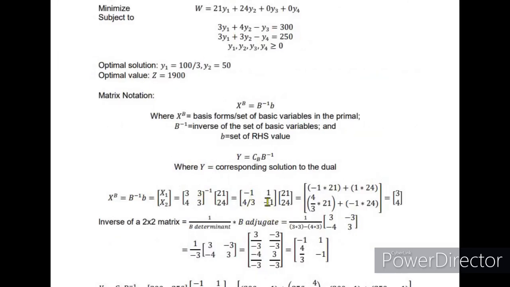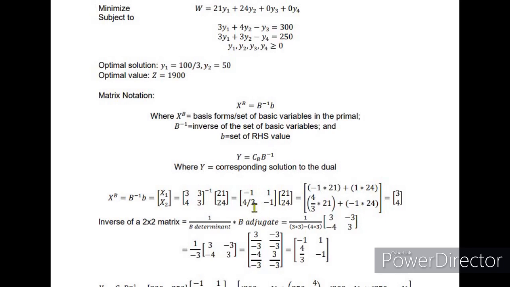This is the inverse of the 2 by 2 matrix, 3, 3 and 4, 3. Then you will multiply it with these values. How do you multiply a 2 by 2 matrix by a 2 by 1 matrix? You multiply the rows of the first matrix by the column of the second matrix. That's why you have negative 1 multiplied by positive 21 here, and positive 1 multiplied by positive 24 here.